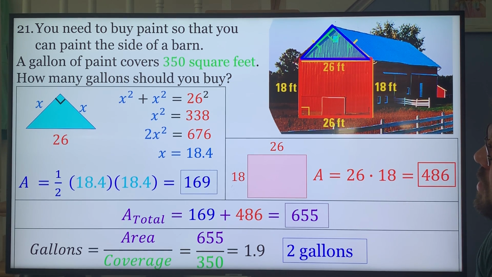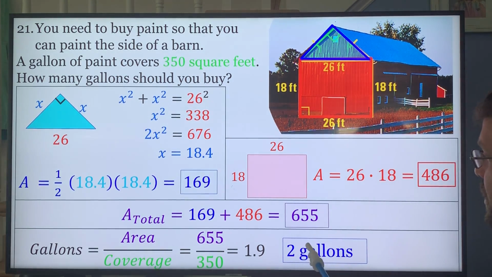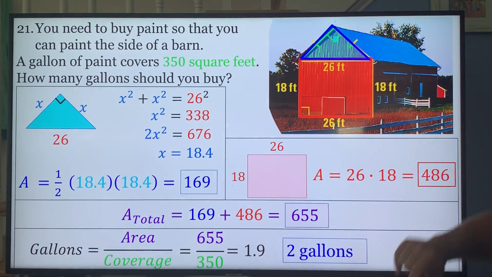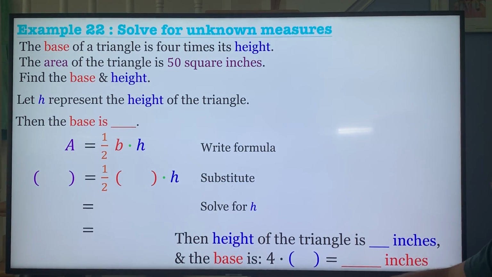All right. Why do you need 2 gallons? Because each paint can is a gallon, right? You can't buy 0.9 of a gallon. You can't buy 0.9 of a can. You have to buy the whole can. So you have a little extra left over. You could touch up another piece of the barn if you want. Paint yourself a birdhouse or something like that. But you need to buy the 2 gallons. Good? All right. Problem 22.